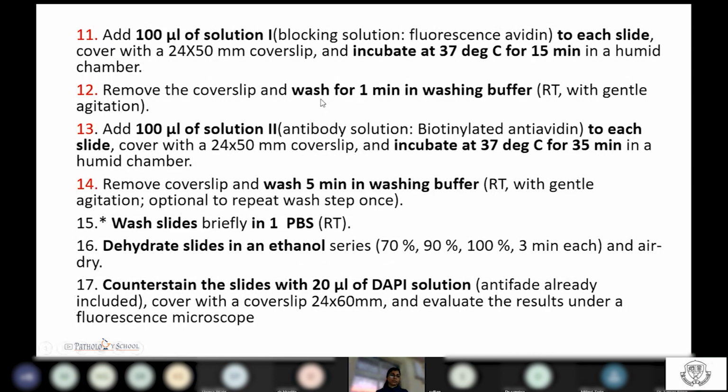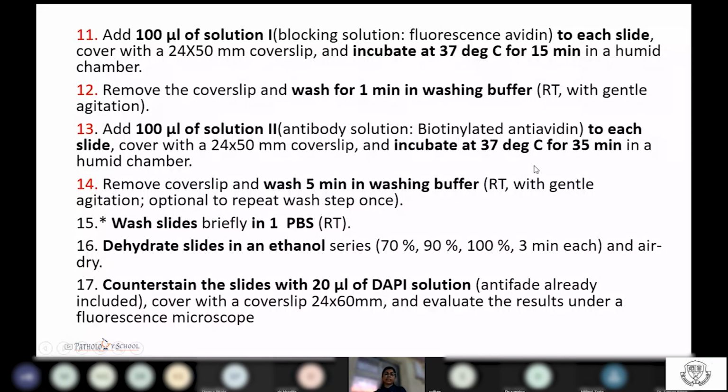Then the numbers that are highlighted are the extra steps that you have to do if you have done indirect labeling. That is, you will add your blocking solution, which is your fluorescent avidin. Then you will wash it, incubate it, and then wash it. Then you will add your fluorescent solution 2, which is your antibody solution, your anti-avidin against biotin, and you incubate it at 37 degrees Celsius. And then you remove it, and you wash.